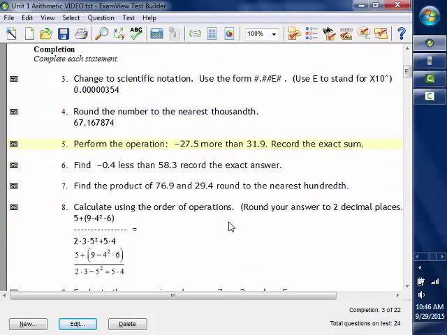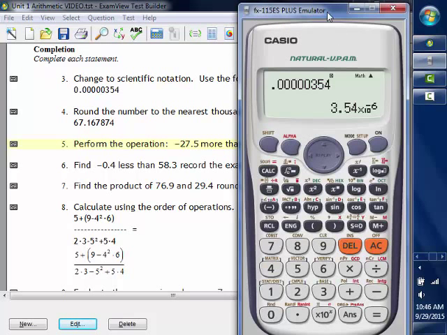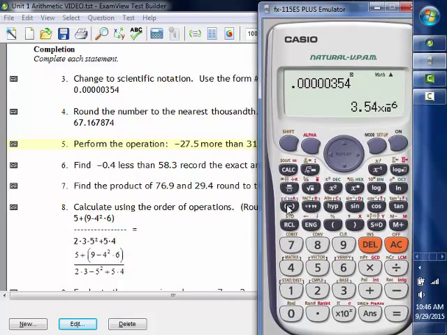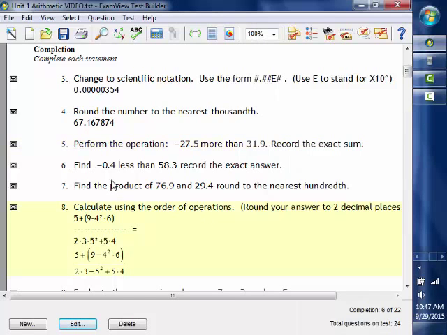Perform the operation. If you see the word than, remember that means to switch the order. So we're going to start with the second one, 31.9. More than means plus, and then use the negative key, 27.5. If you notice, you're going to get a decimal answer because it is slightly larger than 0.